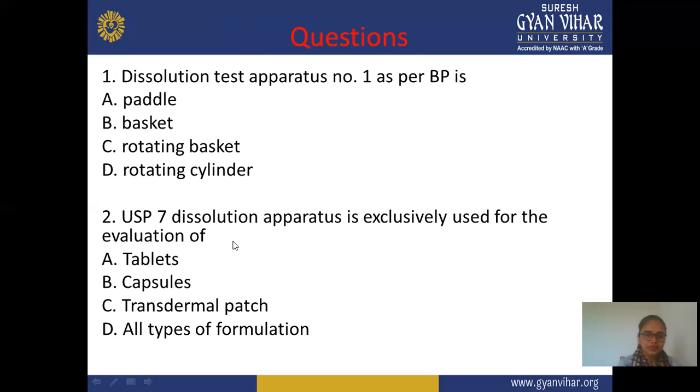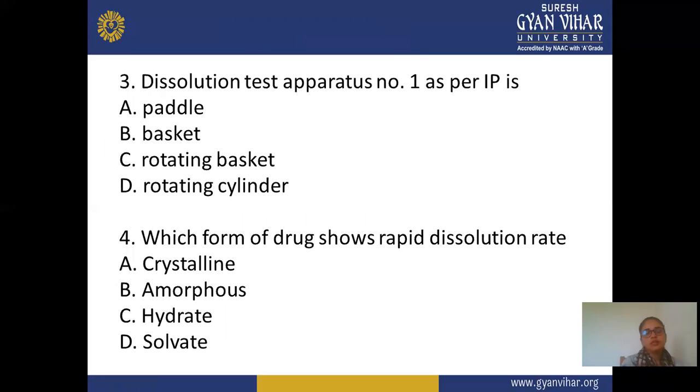In the second question, the USP 7 dissolution apparatus is extensively used for evaluation of A, tablet, B, capsule, C, transdermal patch, and D, all types of formulation. We already covered this part in this PPT, so we will answer out of these ABCD options. Third is the dissolution test apparatus number 1 as per IP. A is paddle, B is basket, C is rotating basket, D is rotating cylinder. So in this, you select the type 1 apparatus according to IP.